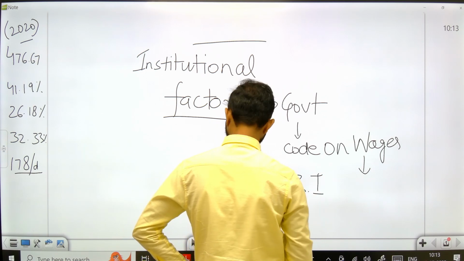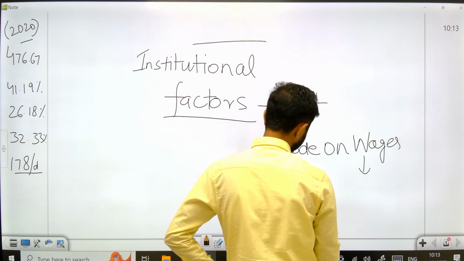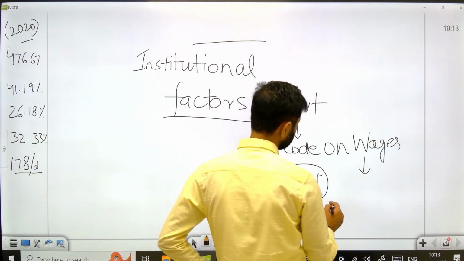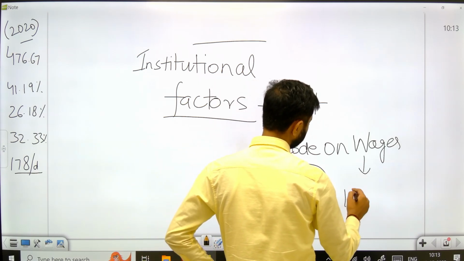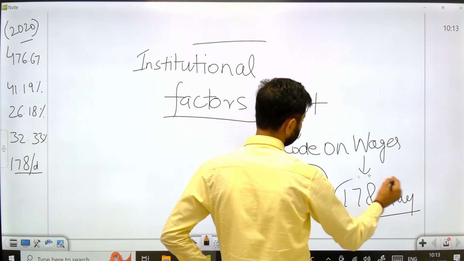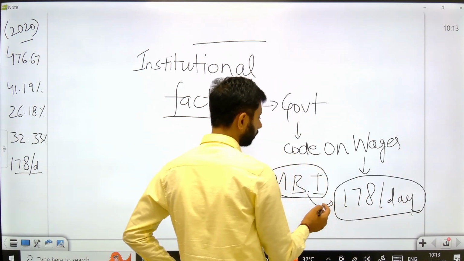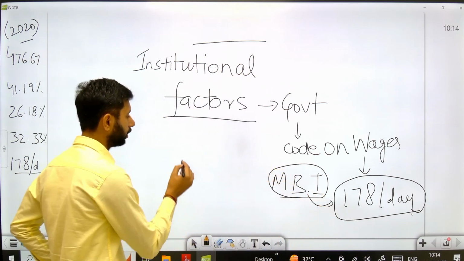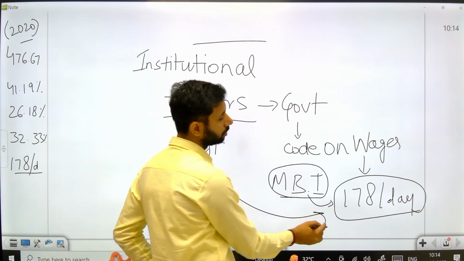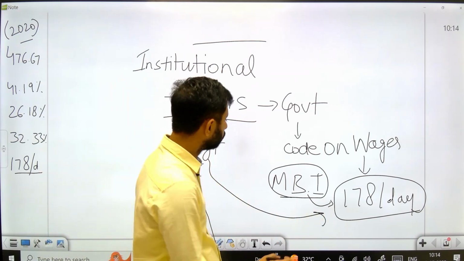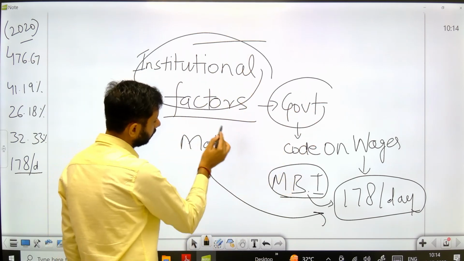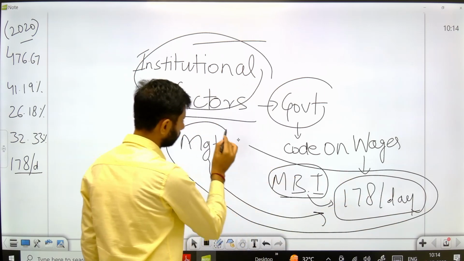What will be the minimum income? No work can go beyond that. So suppose the government has set the minimum pay at 178 rupees per day, which is right now India's minimum wage. Okay. So any industry, any employer, any management cannot go below this income. So because of government action, because of institutional action, this relationship emerged.